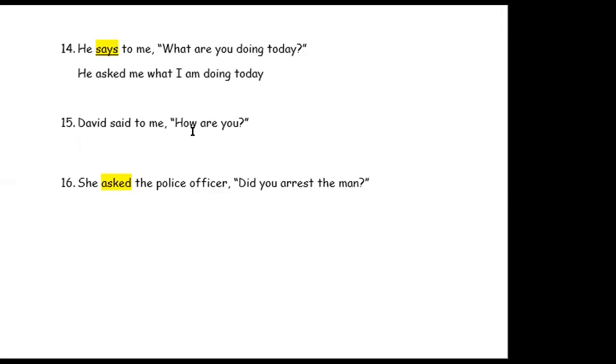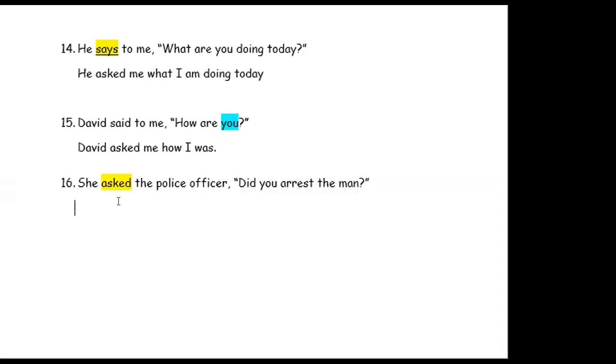David said to me, "How are you?" So you'd write it as, David asked me, change the word said to asked, how I was. Do you guys see that? So you becomes I, all right? Because he's speaking to me. Okay. And obviously, we can't write the question again in the indirect speech. We need to say what he asked, but we're not going to put a question mark in the end. Okay. All right. Help me do the last one, and then we can end the call.